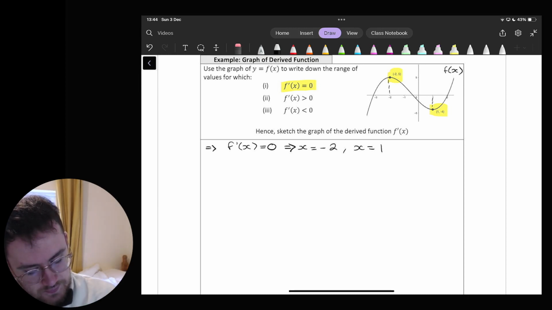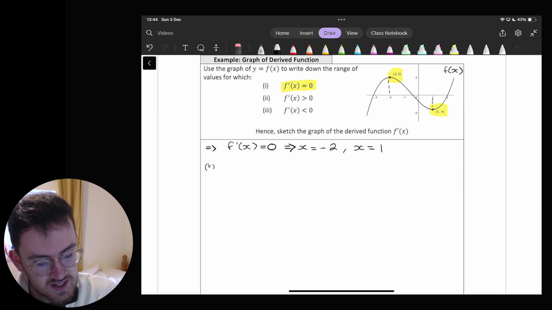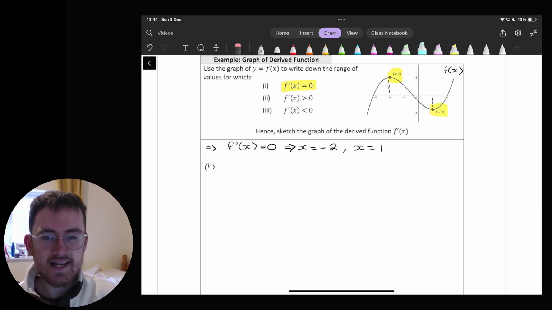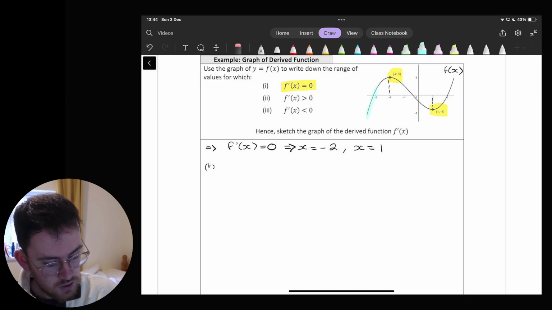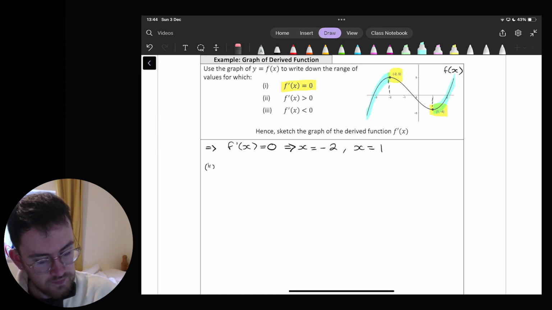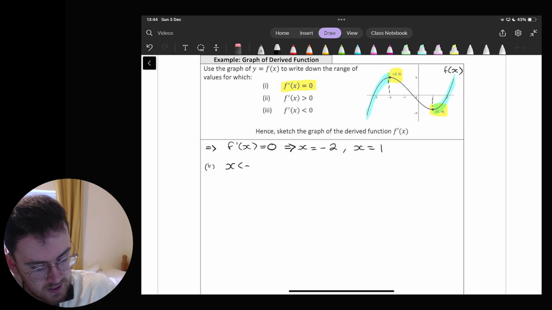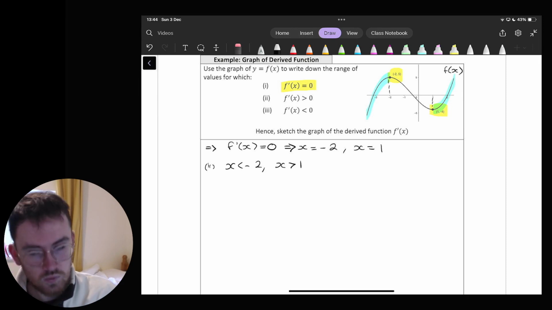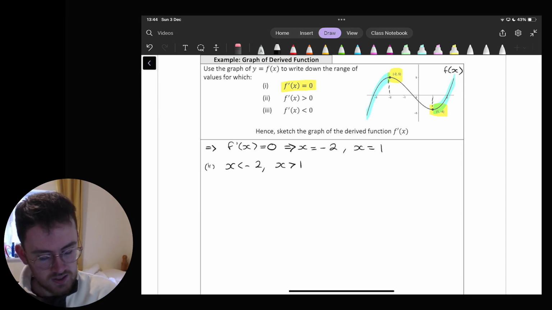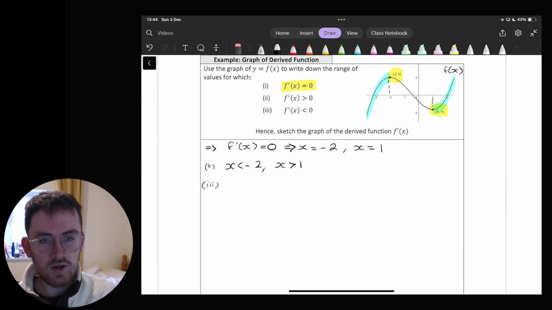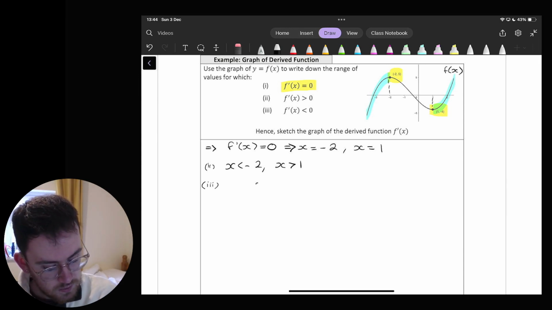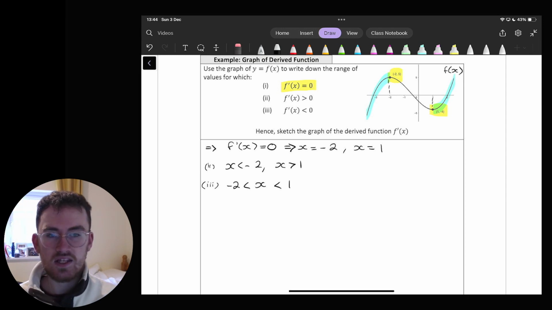Then looking at the range of values for which the derived function is greater than 0, that's where the original function is increasing. So that's going to be for this blue part here up to minus 2, and for this part here after 1. So when x is less than minus 2 and when x is greater than 1, that's when the derived function will be positive. Here we're asking where the derived function is negative, and that's going to be between those two values: greater than minus 2 but less than 1.